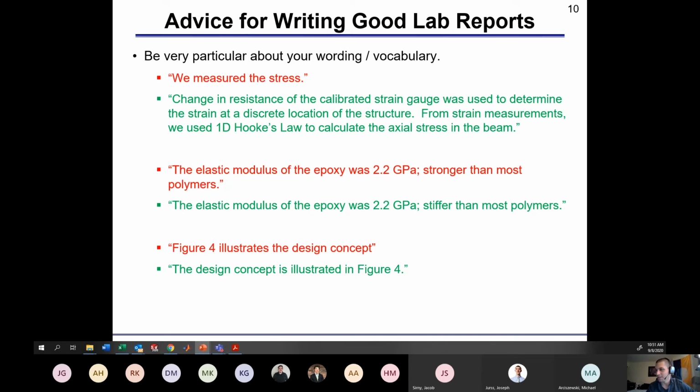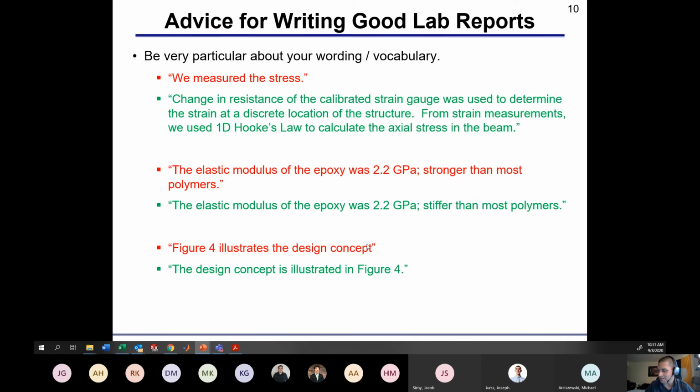Be careful. The elastic modulus of the epoxy was 2 GPa, stronger than most polymers. Again, this is a vocabulary issue. When you're talking about the elastic modulus, that is the stiffness. Modulus is stiffness. Strength and stiffness are not the same thing. Strength is the amount of stress it can take before it breaks. Stiffness is the amount of deformation that you have in the material under a certain amount of stress. Different things. So be careful about vocabulary.